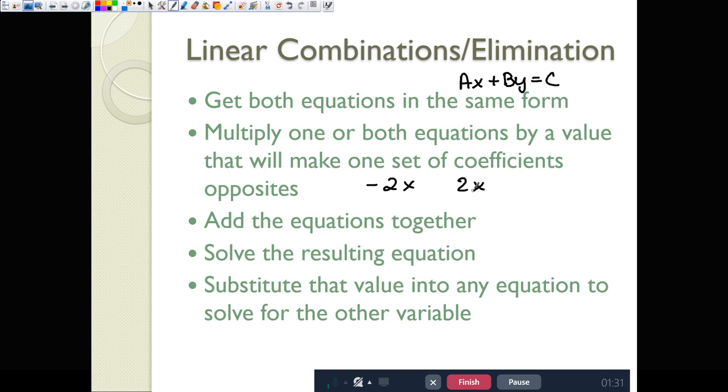So I'm going to add the two resulting equations together, and then we're going to solve the equation. Then we're going to substitute that value into any equation to solve for the other variable. Okay?